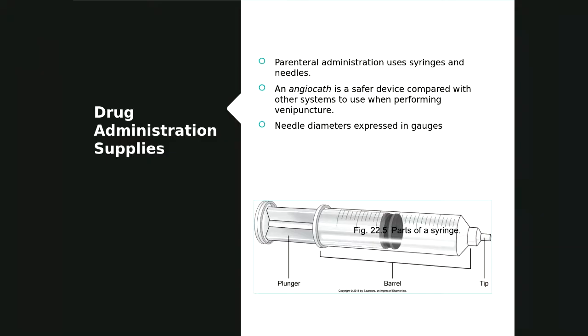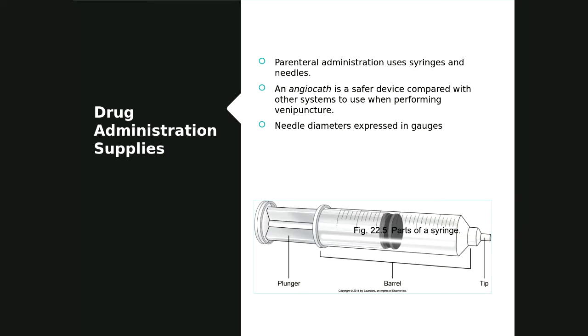As far as supplies you need to administer drugs, if it's a parenteral route, typically you're going to need a syringe and a needle. A lot of times in radiology, we use what is called an angiocath. An angiocath is a safer device compared with other systems to use when performing venipuncture. It is very similar to starting an IV, meaning that you put the needle in, you thread a catheter over the needle into the vein, and then you retract the needle, leaving the angiocath in place to administer the medication or the contrast media.